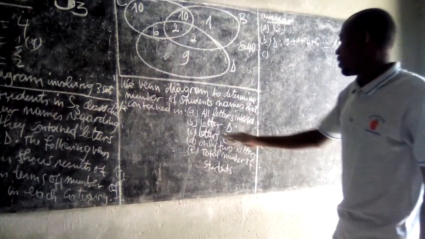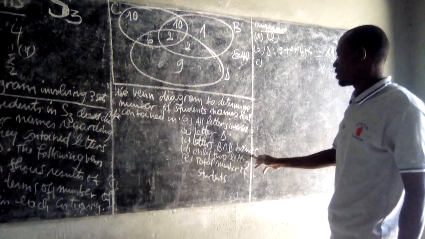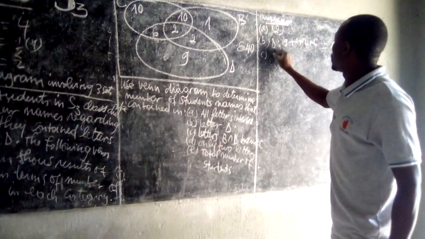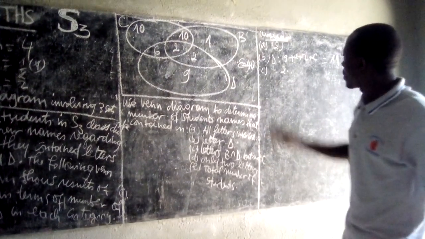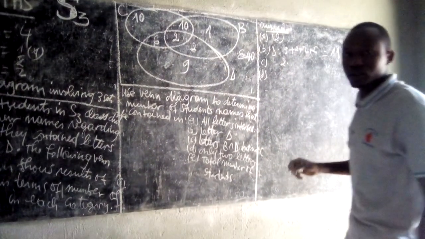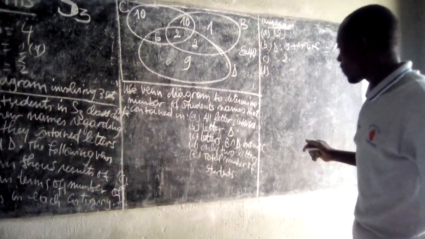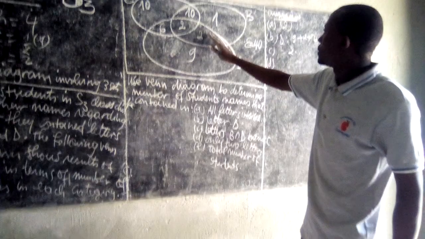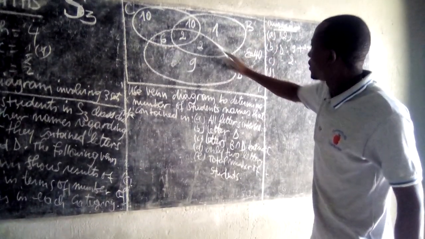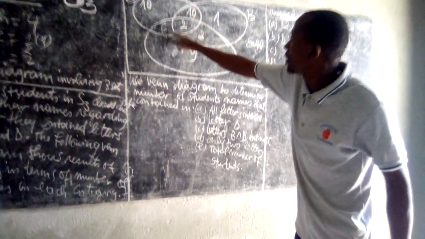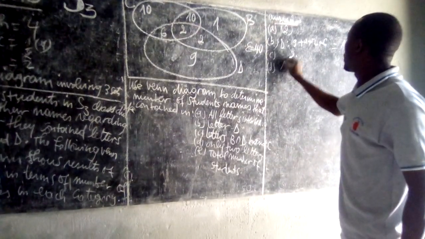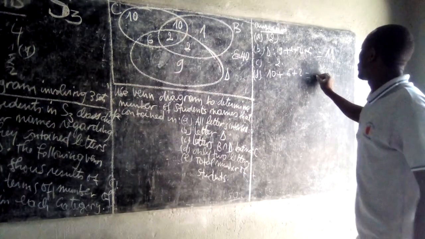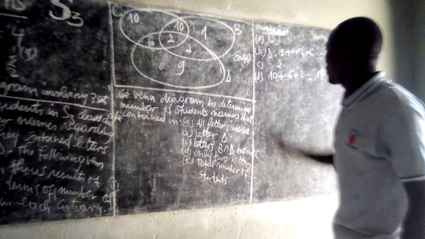C. Letters B and D but not C is 2. D. Only 2 letters. It means the only 2 letters are 10, 6, and 2, which is 10 plus 6 plus 2. This is equal to 18.